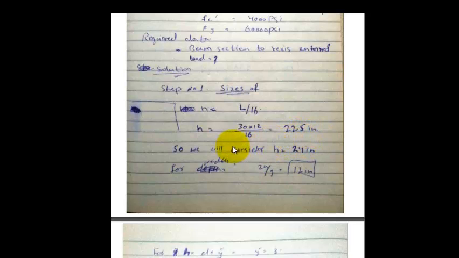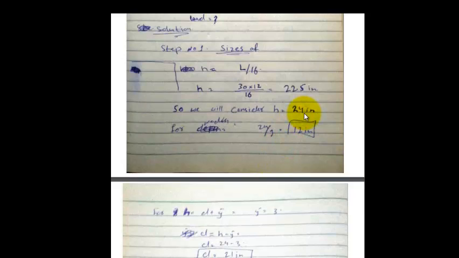So we will consider that the beam has 24-inch depth because this is just an assumption. For width, once the height has come, we will just divide that by 2 and we get the breadth. But remember that the minimum required width of the beam that the code gives us shall not be less than 12 inch. That's why we got 12 inch.